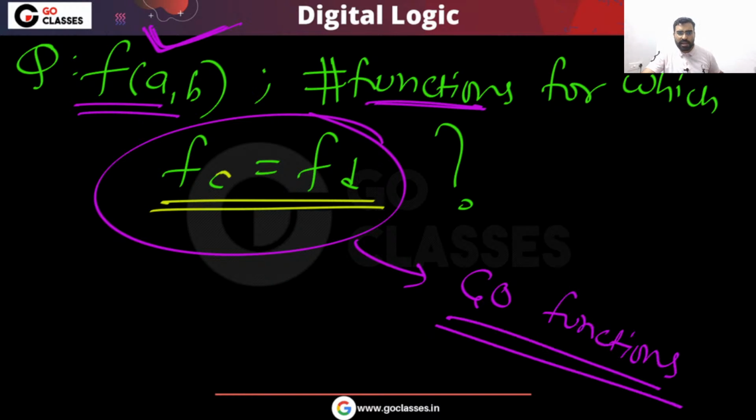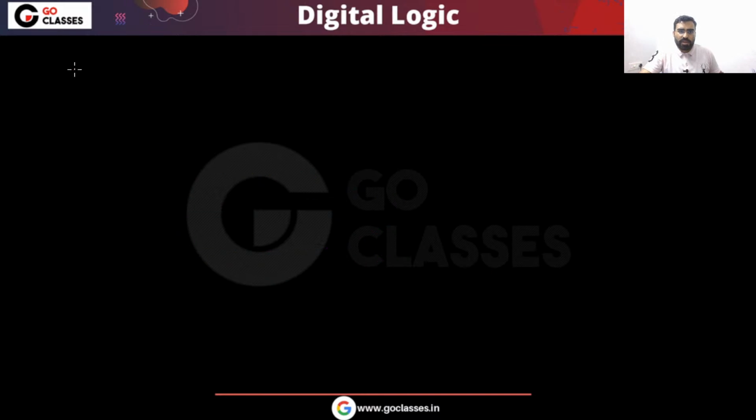Okay, let's give them a name. Our own name we are giving to these functions. Let's call them go functions. So how many go functions are there? This is the question. First understand the question, please.